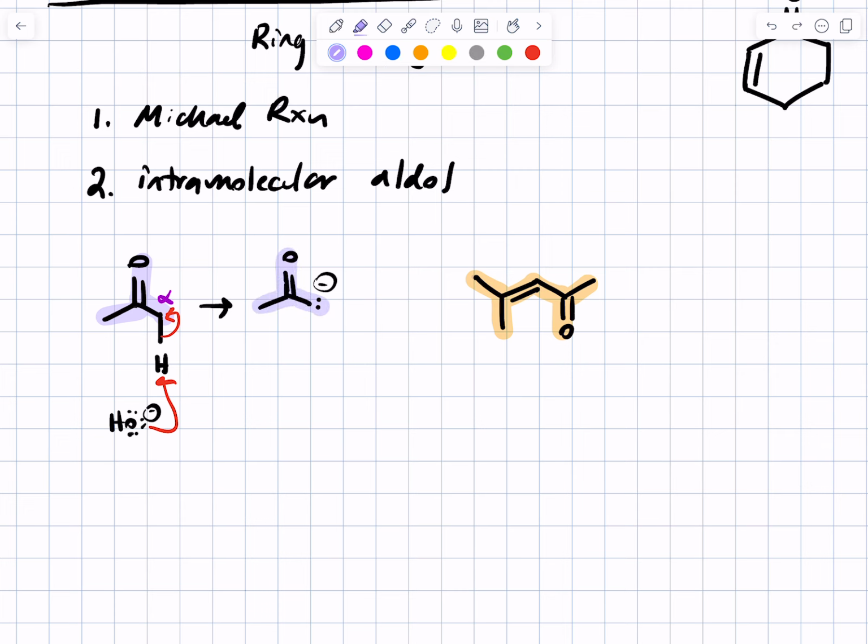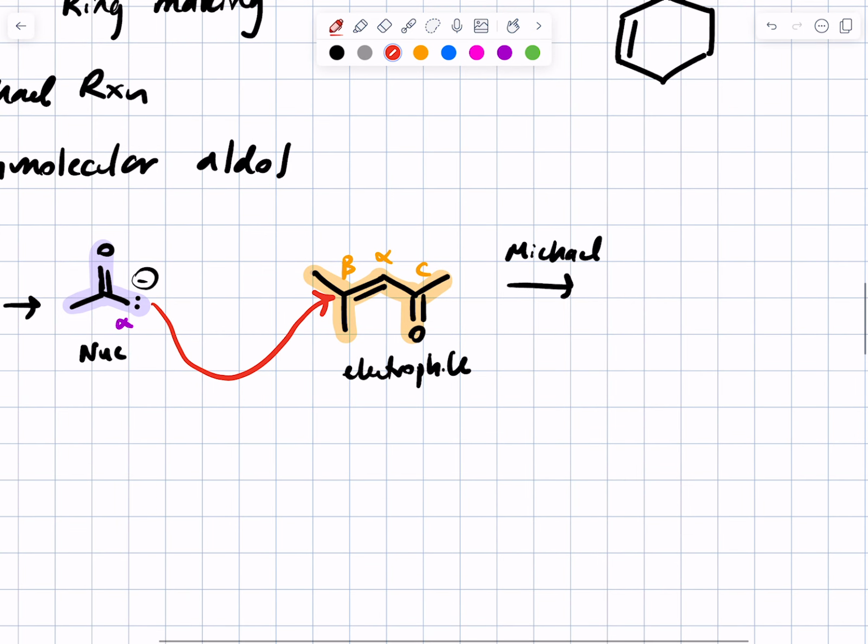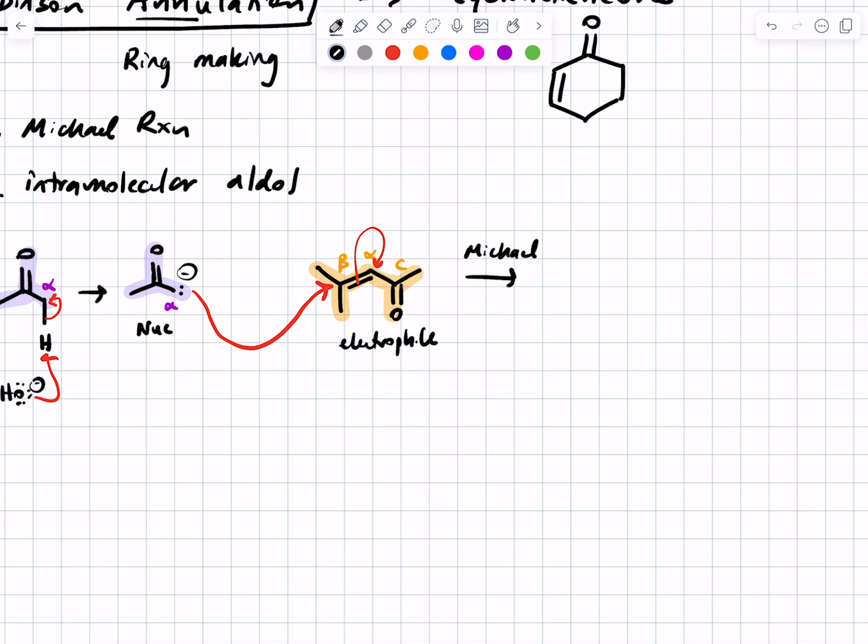Once we form that enolate, this is our nucleophile, and this is our electrophile, and this is the Michael reaction step. We're going to have the purple alpha carbon attack the orange beta carbon, conjugate addition, and then electrons from the pi bond are going to go on that alpha carbon. And so here in red is the new bond that we made.